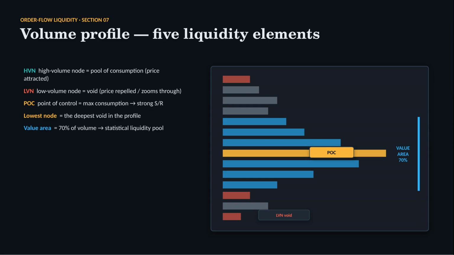High-volume nodes are prices where tons of trading happened. Thick liquidity, price magnets. Low-volume nodes are the opposite. Thin zones price tends to move through fast. The point of control is the single price with the most volume, the fattest part of the profile. And the value area is the range where most of the trading happened. Read those and you can see where liquidity is dense and where it's hollow.